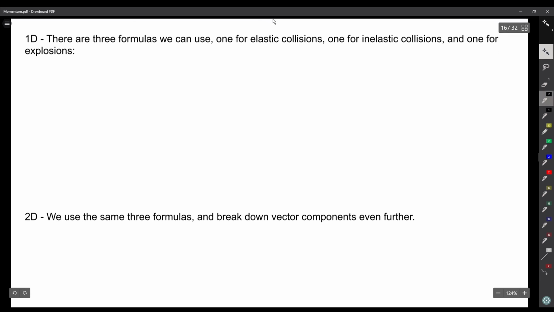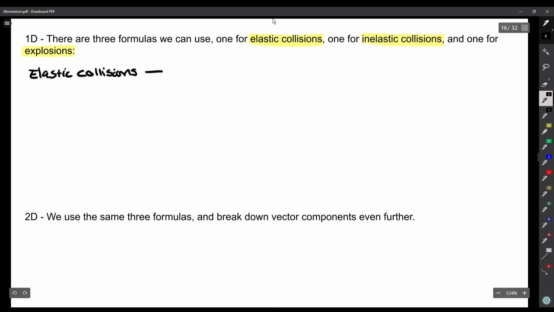There are three formulas we can use when we say collisions. There's one for elastic collisions, there's one for inelastic collisions, and there's one for explosions. So let's write all of these down. So elastic. Now remember, elastic collisions, and hopefully you know this from energy, and if you don't, please go back and watch the energy video where I do explain elastic and inelastic.